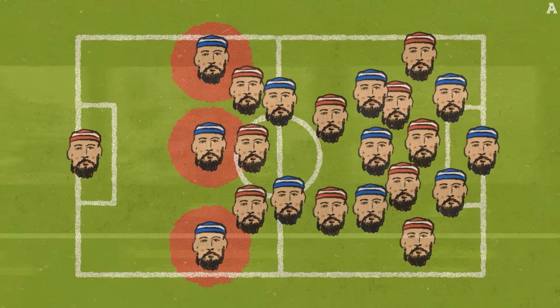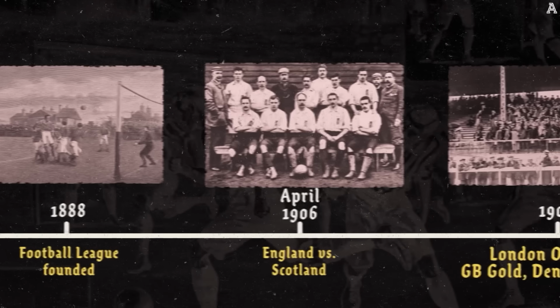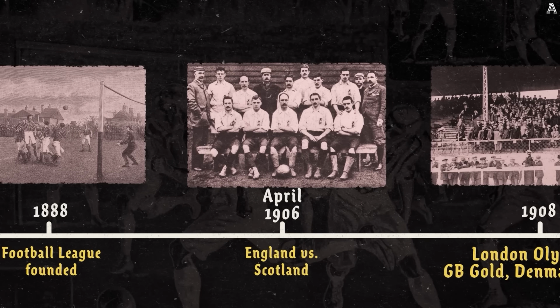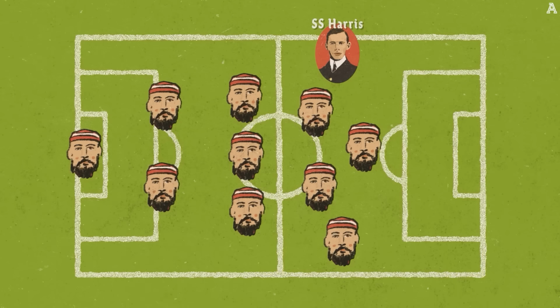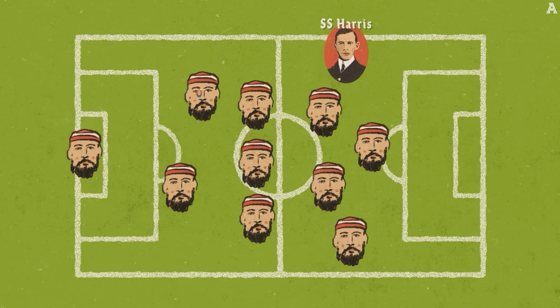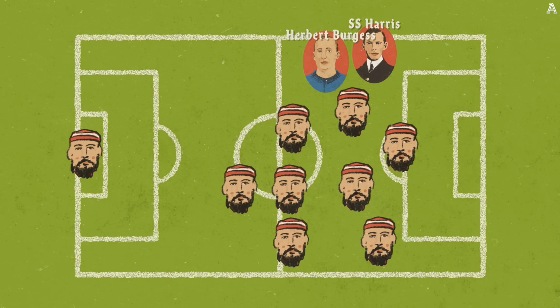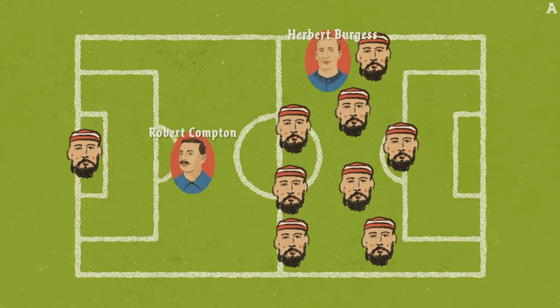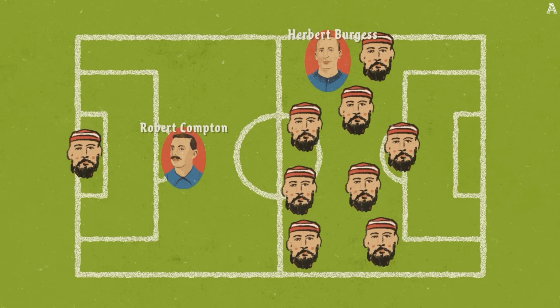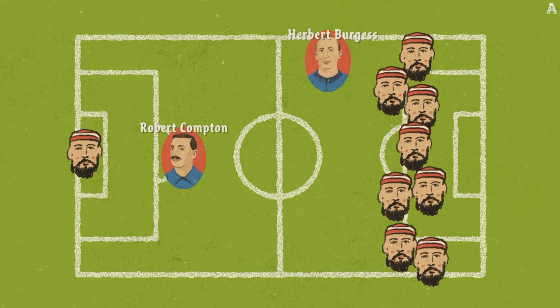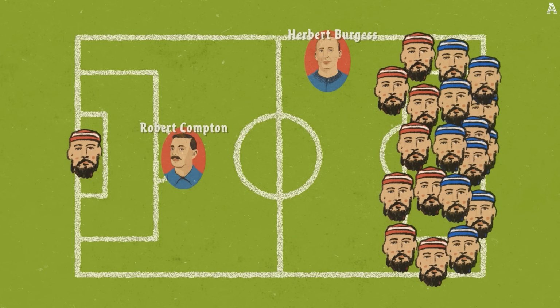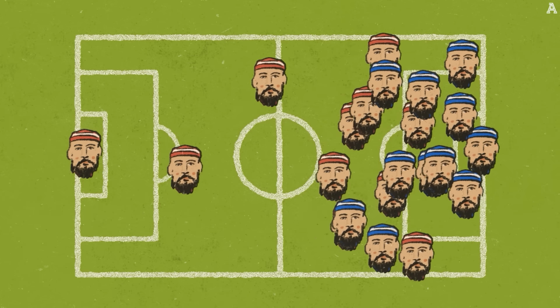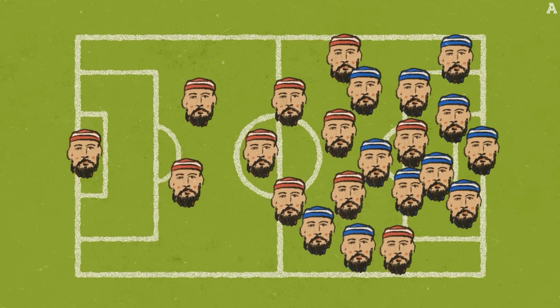After losing a player to injury in an international against Scotland in April 1906, for instance, the England captain, S.S. Harris, advanced the left-back, Herbert Burgess, and operated a high offside line. Robert Compton, the right-back, sat deep to pick up long balls and breakaways, while the rest of the team pushed up to 20 yards from the Scotland goal line, effectively pinning them into their own goal area. The reaction was horror. This was not the done thing, and the law was then changed so that no player could be offside in their own half.